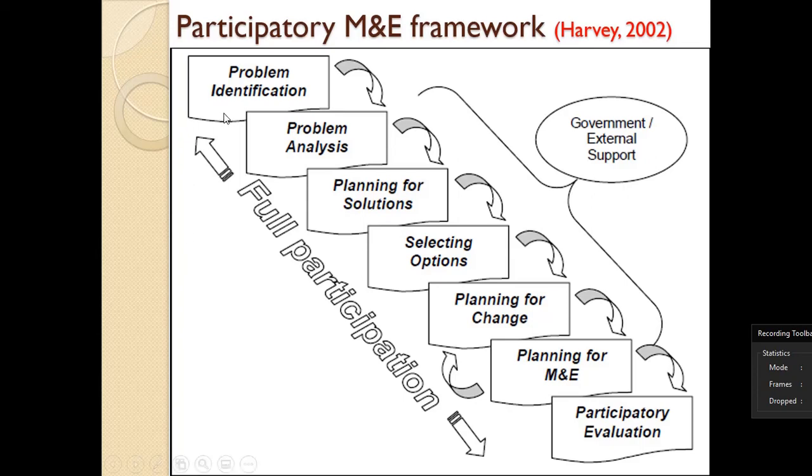So you have project identification, that there must be full participation, of course, from end to end during problem identification, problem analysis, planning, selecting evaluation processes, and so on. Participation is not just that while you are an evaluator, you design your own evaluation plan, and then you come with it, and then you decide to involve stakeholders at the end.